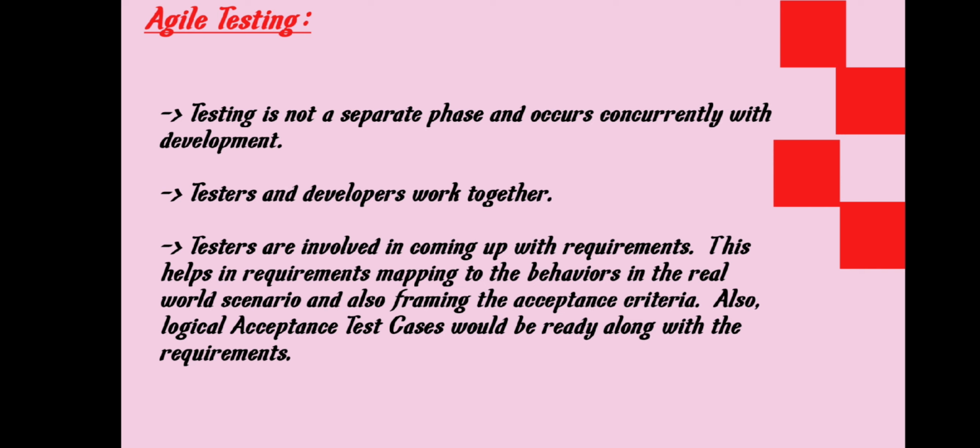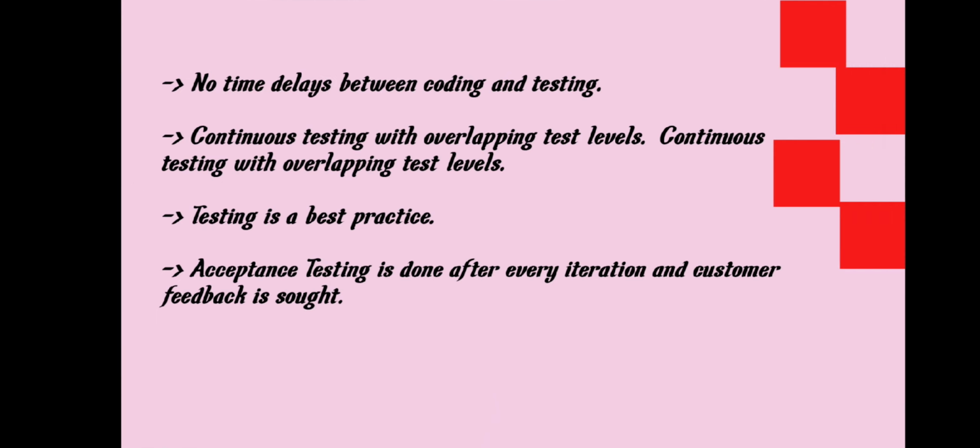In Agile testing, it is not a separate phase and it occurs concurrently with development. Testers and developers work together. Testers are involved in coming up with the requirements. This helps in requirements mapping to the behaviors in the real world scenario and also framing the acceptance criteria. Also, logical acceptance test cases would be ready along with the requirements. No time delays between coding and testing. Continuous testing with overlapping test levels. Testing is a best practice. Acceptance testing is done after every iteration and the customer feedback is sought.